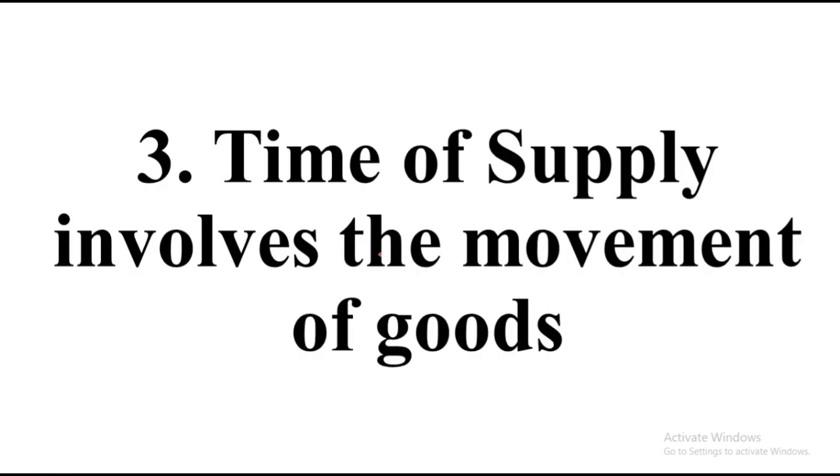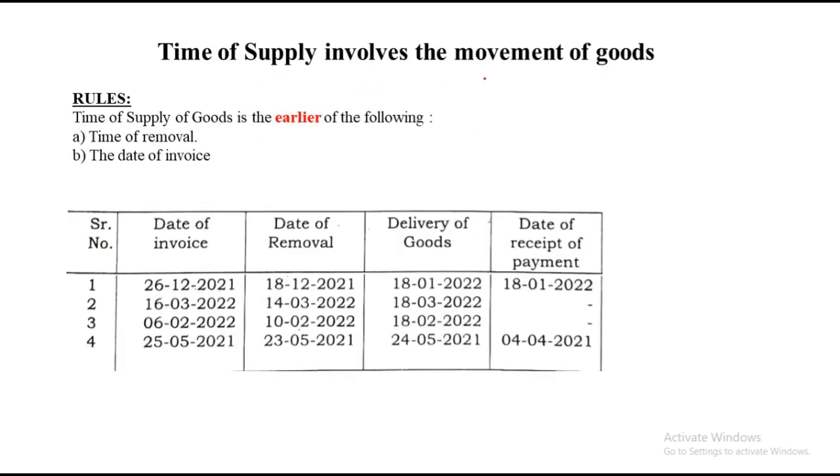Third one: time of supply involving the movement of goods. Very important from the exam point of view. The rule is that when there is movement of goods, it will again be the earlier of time of removal and date of invoice. In the question there is date of invoice, date of removal, then delivery and payment. But the moment you see removal, understand it is movement of goods. The earlier of date of invoice and removal date will become your time of supply.